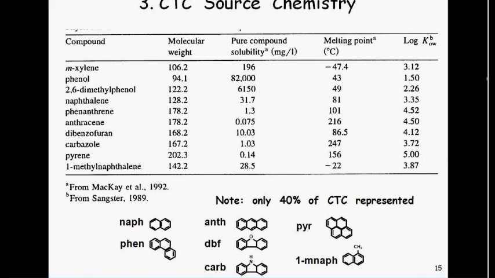So here are some of the chemicals that were in place. Again, there are some hydrocarbons, aromatics, xylene, phenol, and substituted phenols, PAHs, and NSO compounds like carbazole and dibenzofuran. You note that one of these chemicals is naphthalene. And you notice the solubility of pure naphthalene is 32 milligrams per liter.